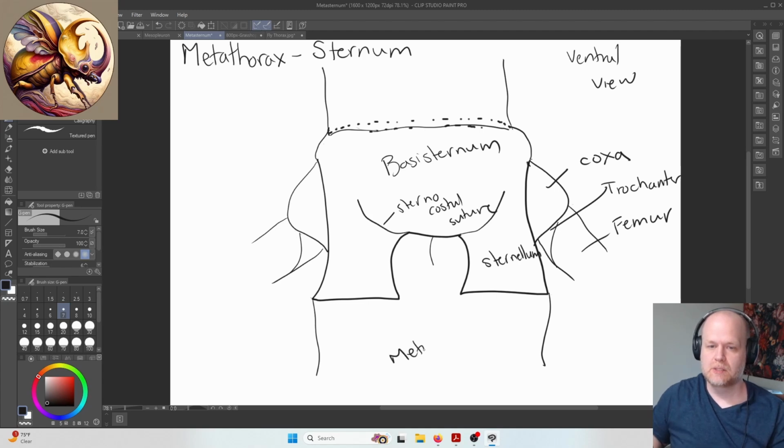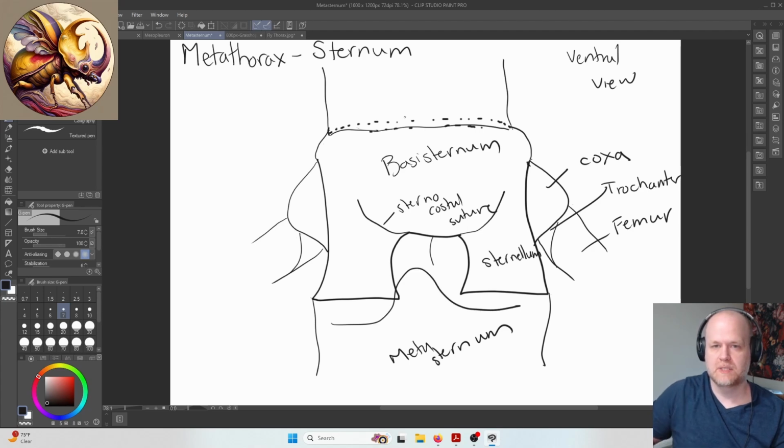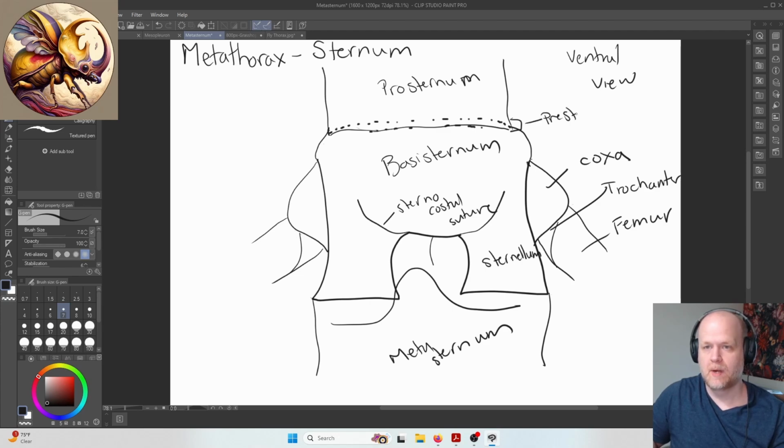This is the metasternum down here. And you'll see that it actually overlaps upward, which is kind of weird. This is the prosternum here from the first segment. This area here isn't always there, but it's the presternum when it is there. And then sometimes there is an area called the spinosternum that would be right here, but it's not always there. So these are all the portions of the sternum of the thorax.